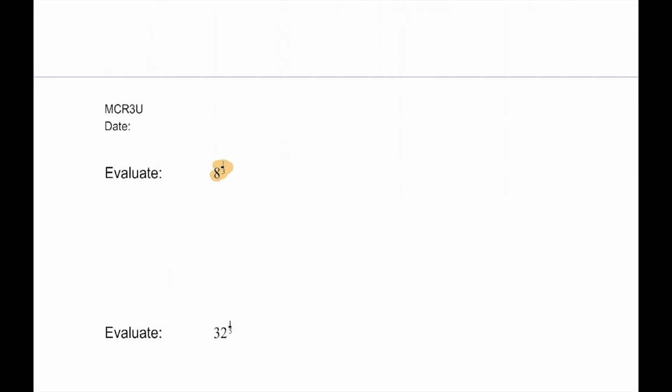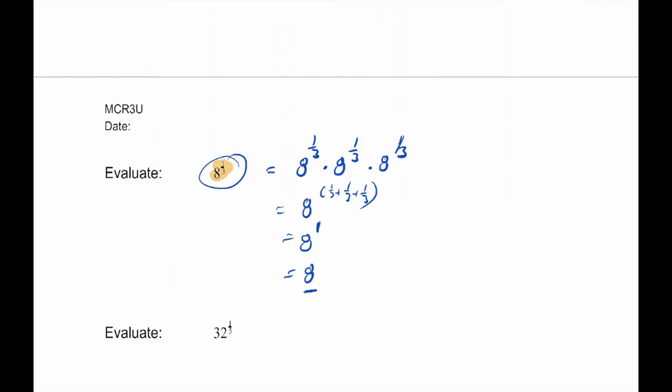Don't know what it is, but what happens if I take 8 to the power of 1/3 times 8 to the power of 1/3 times 8 to the power of 1/3? Well, the product law tells me that we add up the exponents. This is really 8 to the power of 1/3 plus 1/3 plus 1/3. So this is going to be 8 to the power of 1. So in other words, when we multiply them together, we're going to get 8. So that sort of gives us a hint to what 8 to the power 1/3 means.